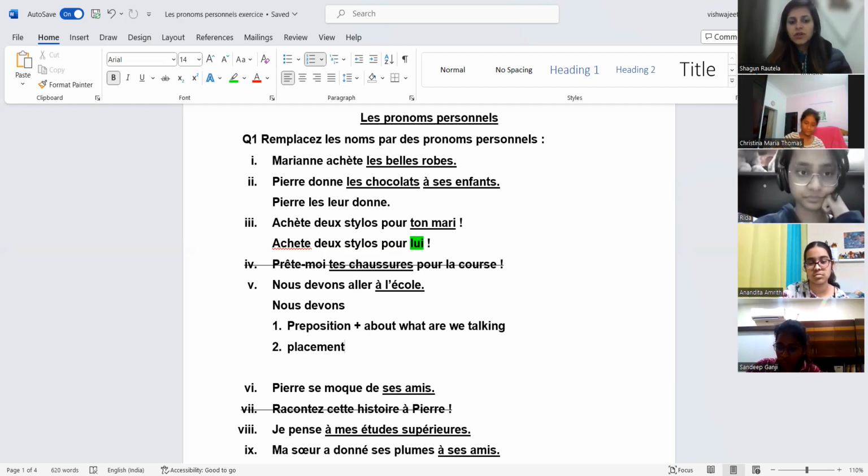The first thing now, preposition, about what are we talking, Anandita? About the... No, about what means, I'm basically talking about the noun. What is the noun about? This noun that is underlined. So what is it? It's a place. Which pronoun will you write? Lui? Lui is only used with person. Y. Yes. Why? And now this is correct.